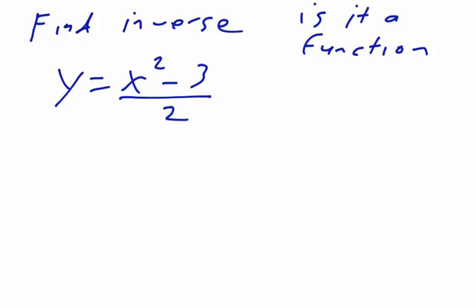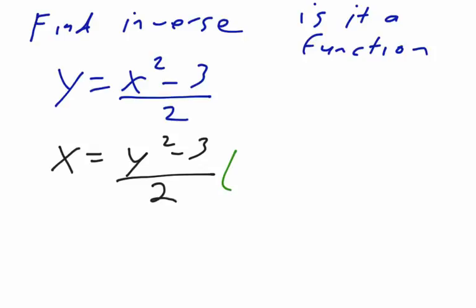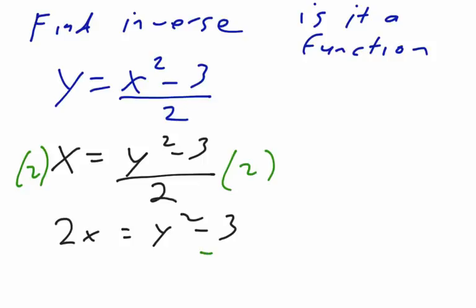Alright, so in this problem we're trying to find the inverse, and we're going to decide whether it's a function. So we got x equals y squared minus 3 over 2. So what we're going to do here is solve for y and multiply both sides by 2. So we got 2x equals y squared minus 3. Add 3 to both sides, and we get 2x plus 3 equals y squared.